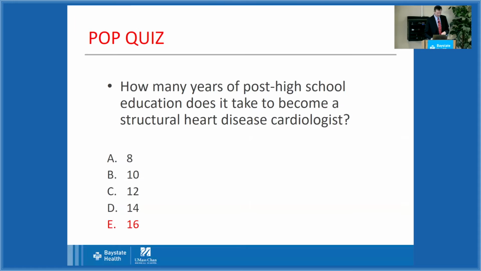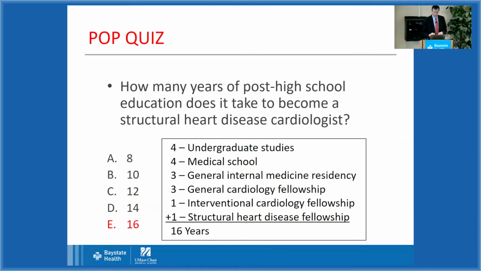Okay, well, it does take 16. You do your 4 years of your undergrad, and then your 4 years of your medical school, and then your 3 years of general internal medicine residency, and then your 3 years of cardiology fellowship, and then 1 year of interventional cardiology fellowship, and then 1 year of structural heart disease fellowship, which gets you to 16 years. I was fortunate to do 2 additional years of research training, which got me to 18 years, and I started my first job when I was 36. I'm not that old. Although some of this stuff really makes the hair grayer around the temples.